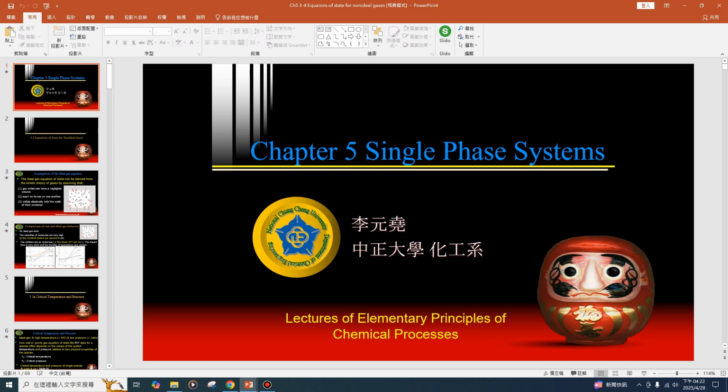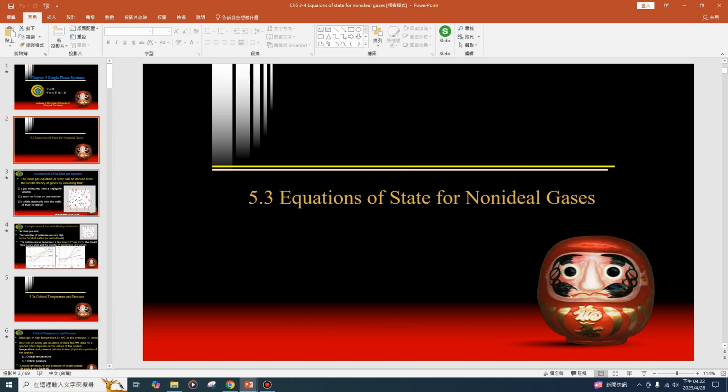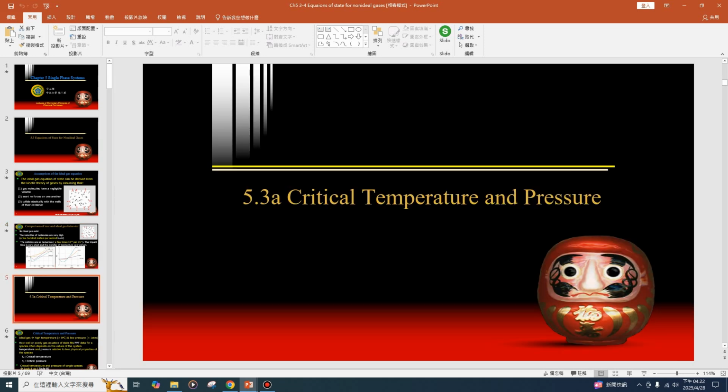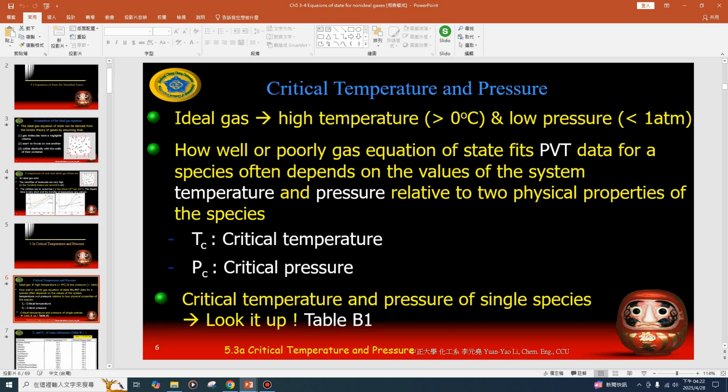At the end of last week's lecture, we started to introduce non-ideal gas. One of the points is that there is no ideal gas at all, so it's important that you understand why. Important terms you need to know are critical temperature and critical pressure, before we introduce the equations for non-ideal gases. So we start from here today.